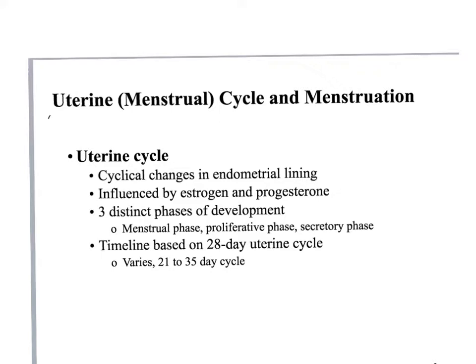But now those steroid hormones are also going to have effects on the body. And one of the large effects is on the uterus and the cycle within the uterus. There are three distinct phases of the uterine cycle: the menstrual phase, the proliferative phase, and the secretory phase. The menstrual phase and the proliferative phase are also associated with the follicular phase of the ovarian cycle.